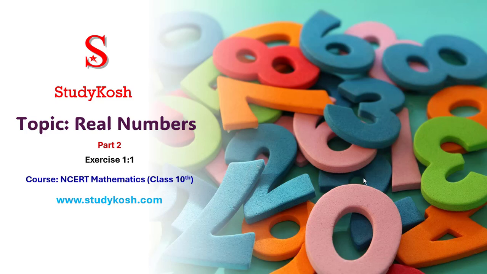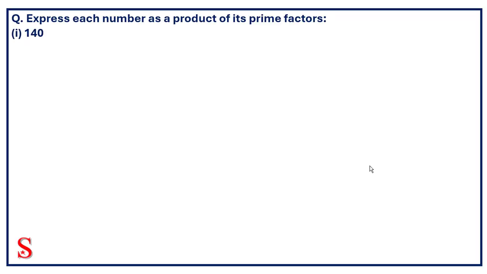So let's start. The very first question here is: express each number as a product of its prime factors. Here we have to find out the factors of 140. We have already discussed in part 1 how to find the factors, so just by using the same trick, the prime factorization method, we'll find the factors. So let's start. We'll find out the LCM first, okay?